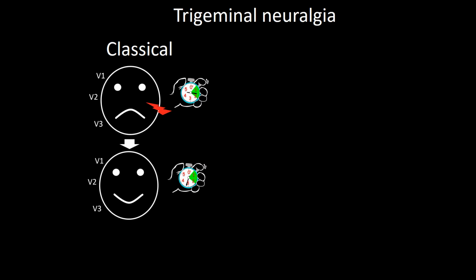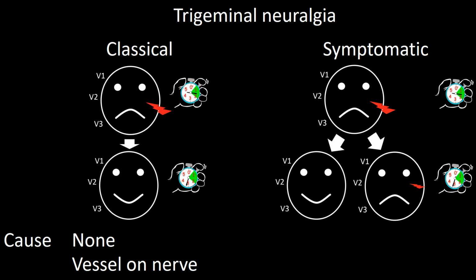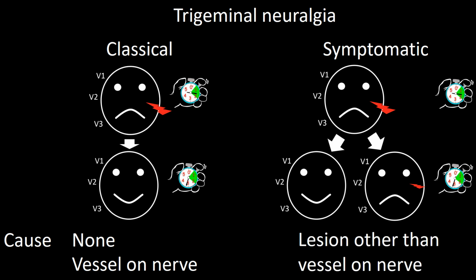In classical trigeminal neuralgia, there is no pain between episodes. Once the 2 minutes pass, the patient feels relieved. And either there is no explanation for it or a vessel compressing the trigeminal nerve is present. In symptomatic trigeminal neuralgia, the pain may persist between episodes, and more importantly, a lesion other than the trigeminal nerve compression by a vessel is present.